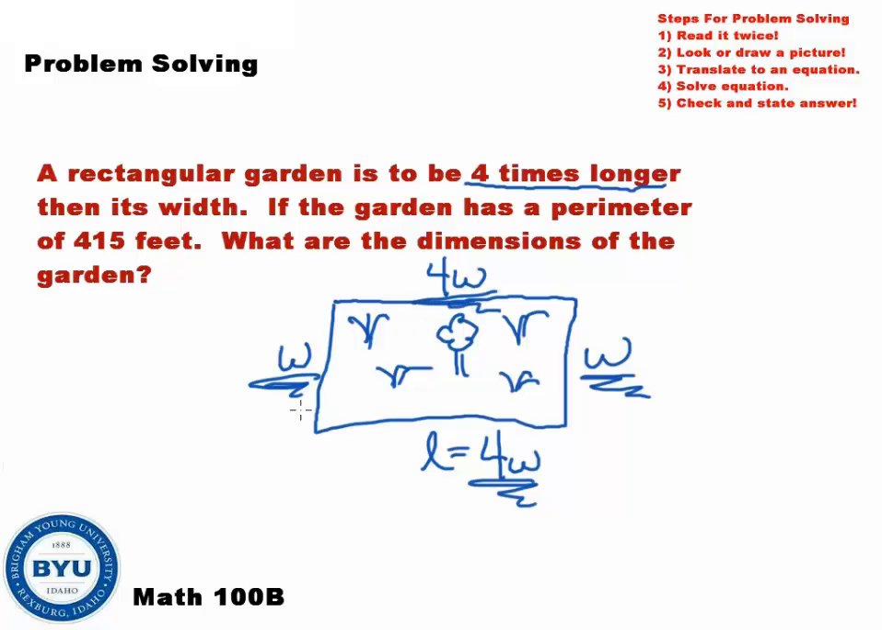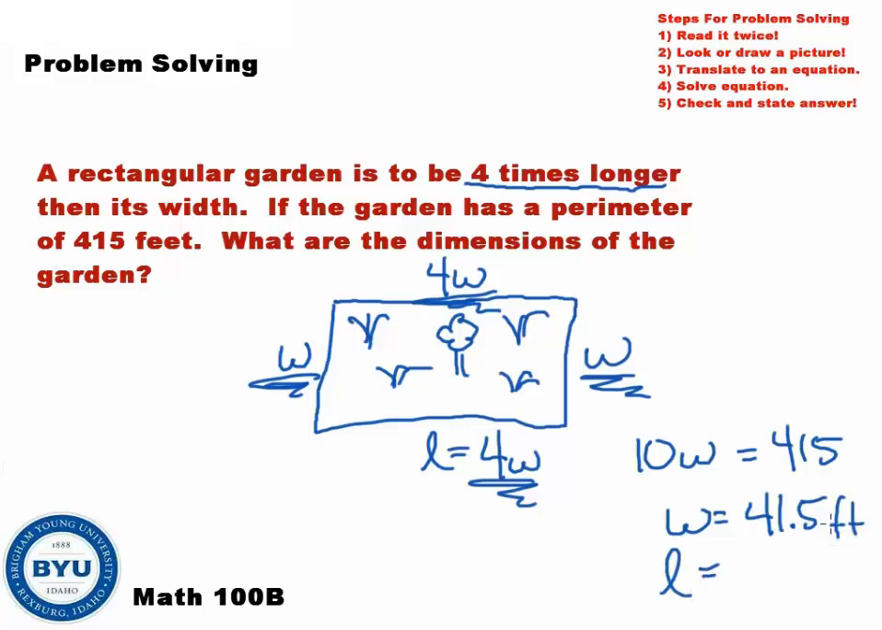If we added these all up, we get 10w for our perimeter, and we want that to equal 415 feet. When we divide that by 10, we find out that the width is 41.5 feet. That's how wide the garden is. To find the length, we would need to plug that back in to the length equation. In other words, it's just 4 times that. 4 times 41.5. You should have found out that the length was 166 feet. How'd you do?